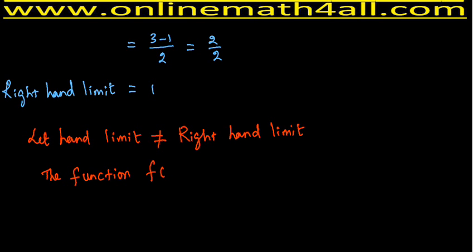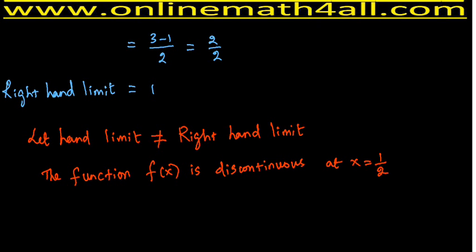f of x is discontinuous at x equal to 1 over 2. That means the function is not continuous at x equal to 1 over 2. So the reason is the left hand limit and right hand limit are not equal.